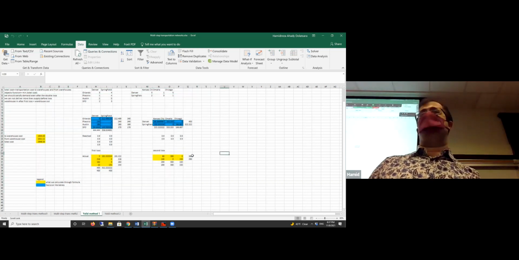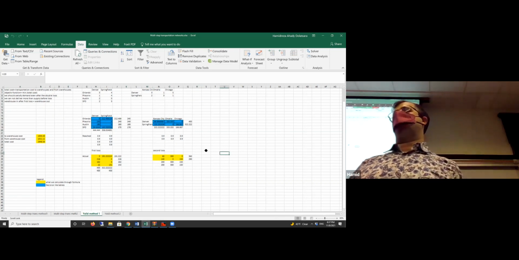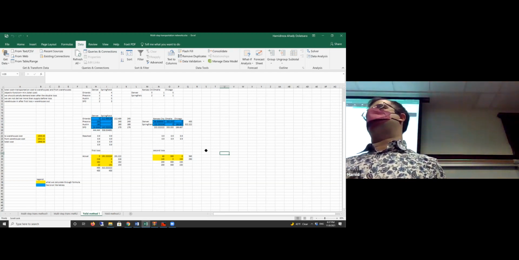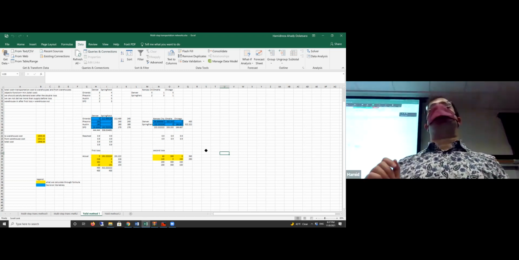So either Mac users or Windows users, just send me your text file. I think for Windows users, it's easy to export. For Mac users, you can copy and paste into a text document. Any questions?